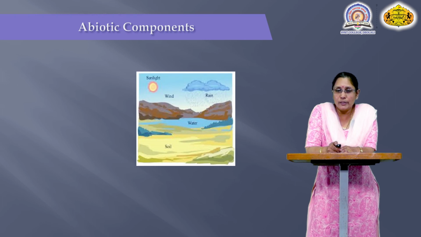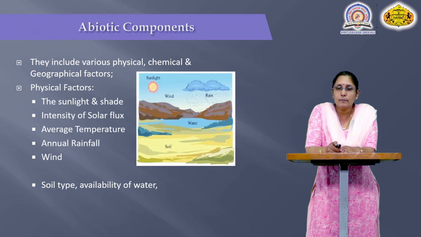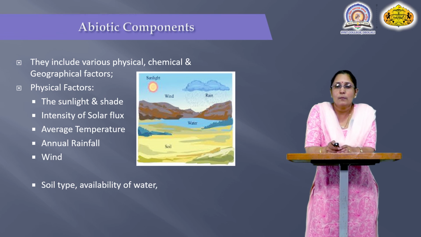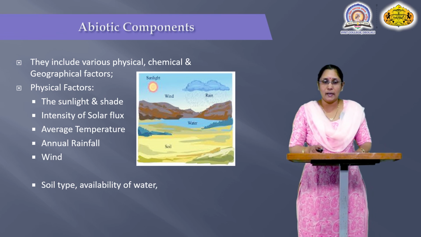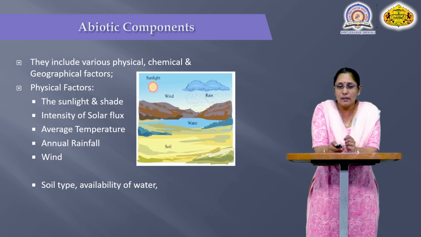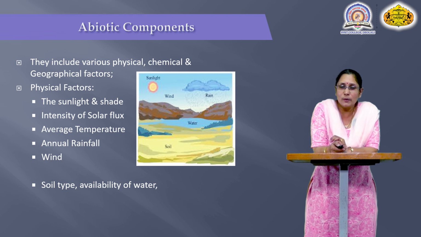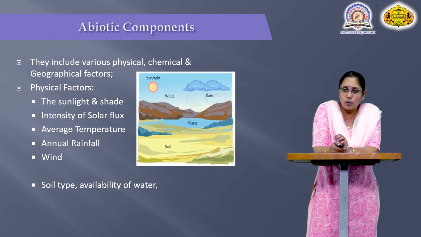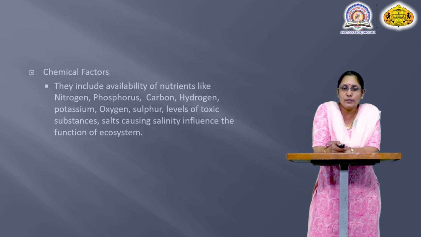Then the abiotic component. In this picture you can see the abiotic component: rain, sunlight, wind, soil. Some physical factors and some chemical factors make up the abiotic components or abiotic factors. Examples are sunlight, temperature, rainfall, wind and soil, and as per availability, water. All these are abiotic components.